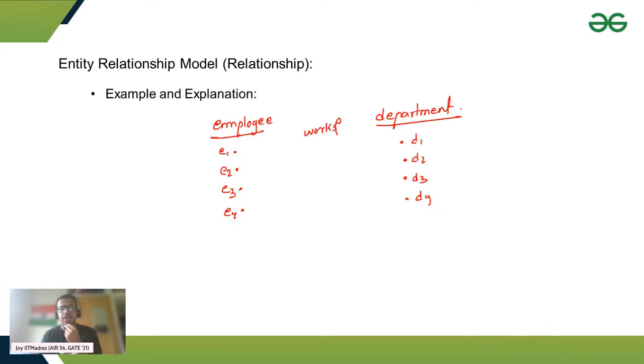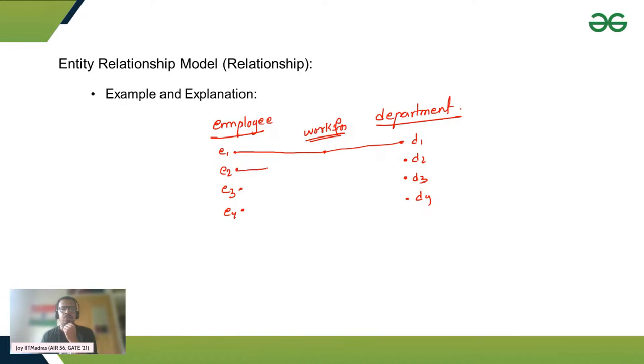As I already mentioned, a relationship is something that associates two or multiple entities. If it is associating two entities, then it is called a binary relationship. If it is associating three entities, then it is called a ternary relationship, and so on. So here, suppose E1 is working for D1.